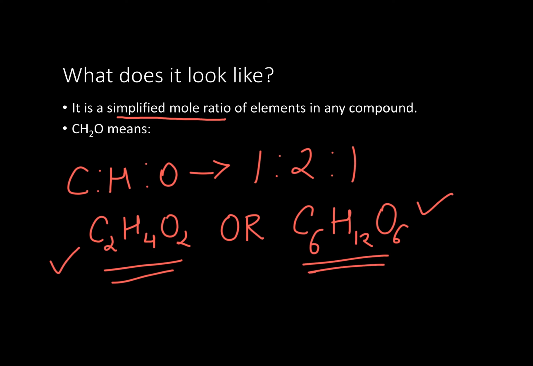And so an empirical formula is simply the most simplified ratio of the elements. So if you know the empirical formula, all you know is what is the ratio of the elements. You don't know the actual number of the elements. Okay?